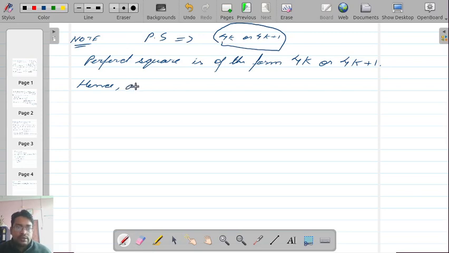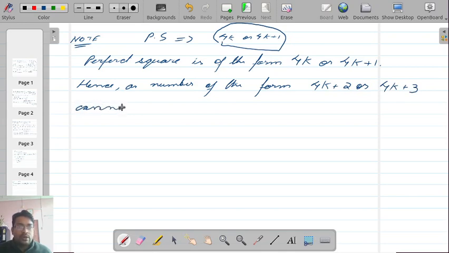So hence a number of the form 4k plus 2 or 4k plus 3 cannot be a perfect square.